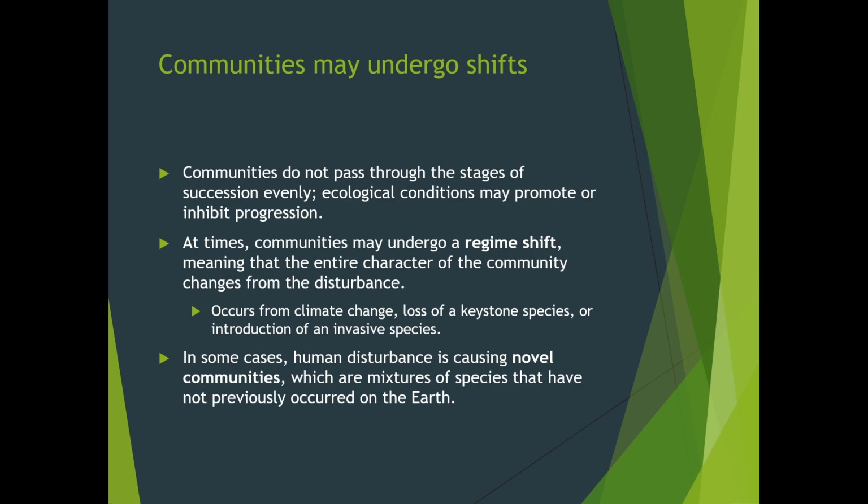Communities may undergo shifts. So communities do not pass through the stages of succession evenly. It depends on the ecological condition, which may promote or inhibit the progression. Okay, and this is very key to understanding how Mother Nature works. So at times, communities may undergo what's called a regime shift, meaning that the entire character of the community changes from a disturbance. This is very rare, and it has to be a very big disturbance, but it can also happen gradually over time, due to gradually warming temperatures.